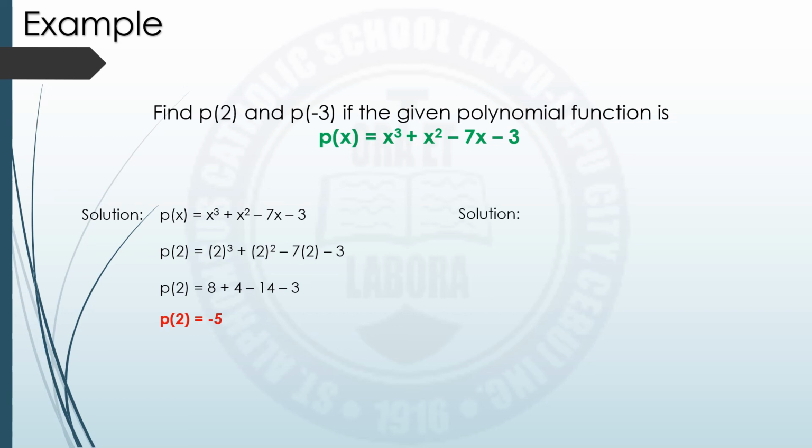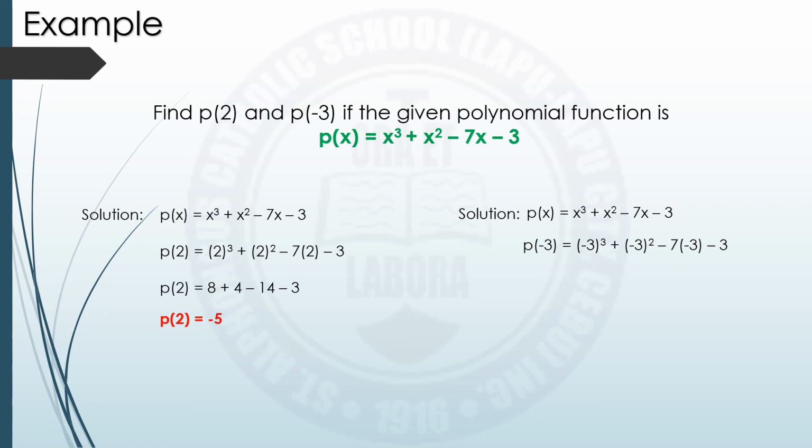So, to get the value of p of negative 3, first we are going to copy the given function and then use p of negative 3 to substitute p of x, meaning we are going to substitute the variable x with negative 3, and the function becomes p of negative 3 is equal to negative 3 cubed plus negative 3 squared minus 7 times negative 3 minus 3.